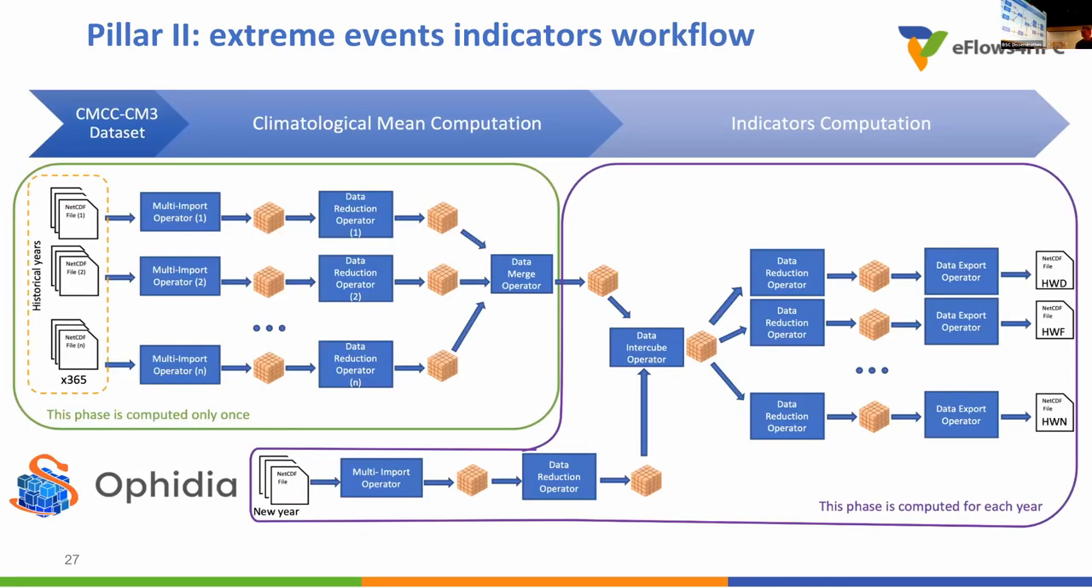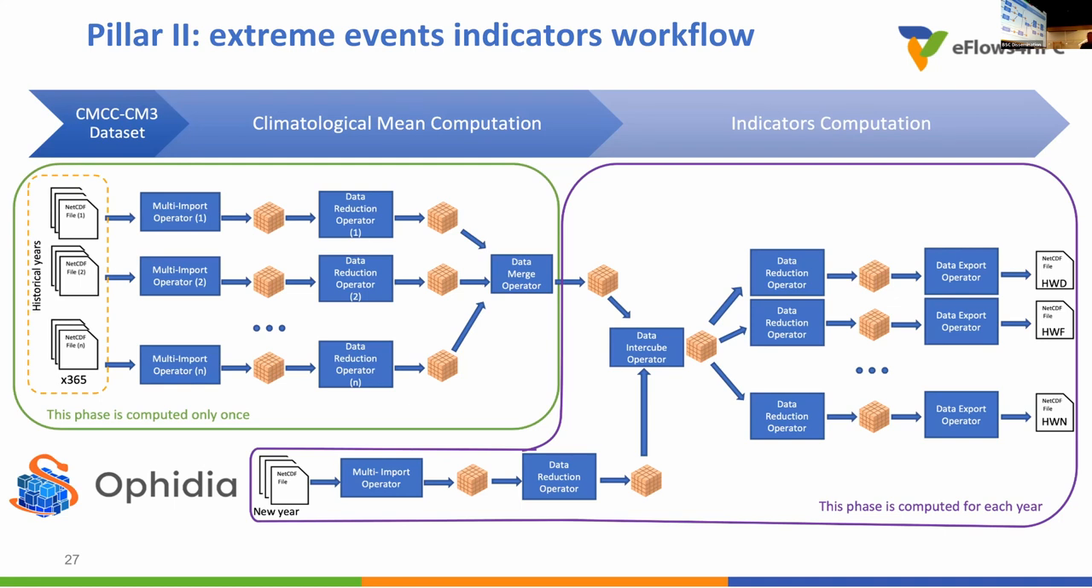This is the first of the two workflows. This is not the overall workflow of pillar two, but just the part in which we're using the Ophidia framework. And all these blue blocks represent Ophidia operators. We start from some NetCDF files, then we run different operations and create some in-memory cubes, which are these orange cubes here. And then at the end, we produce other NetCDF files, which are stored on disk.